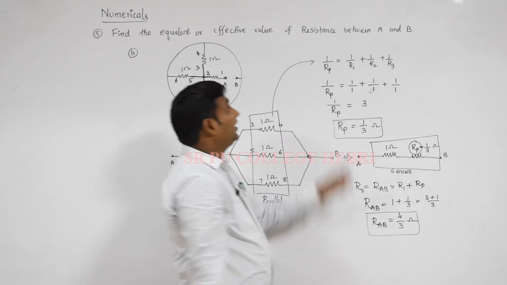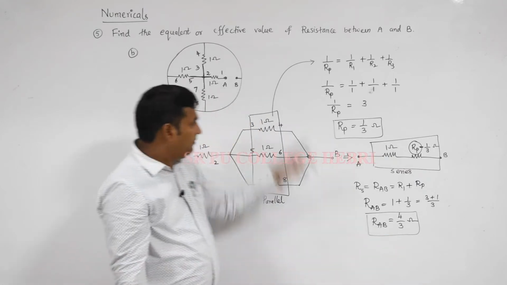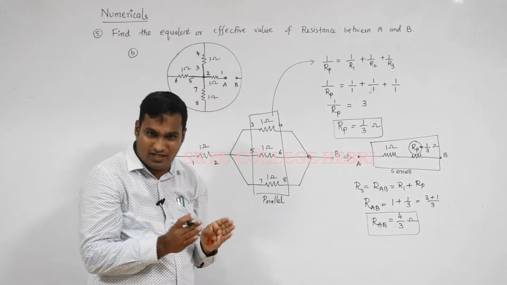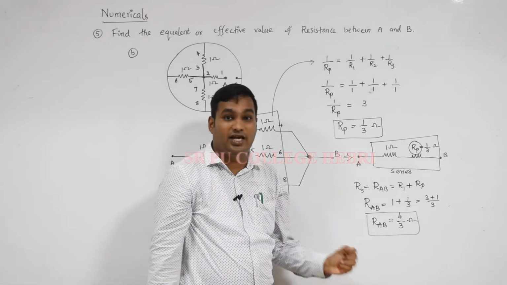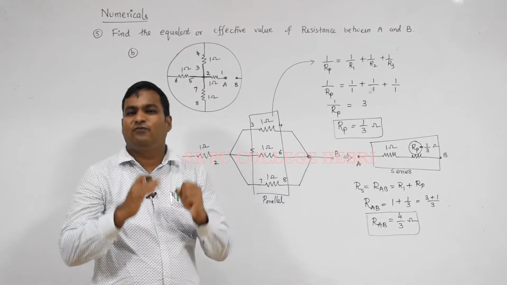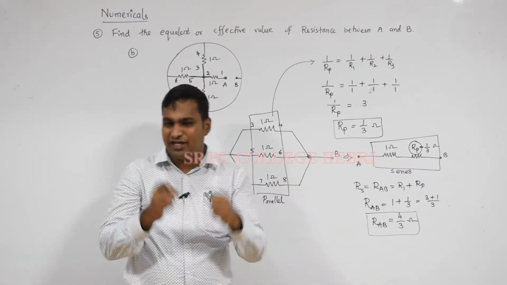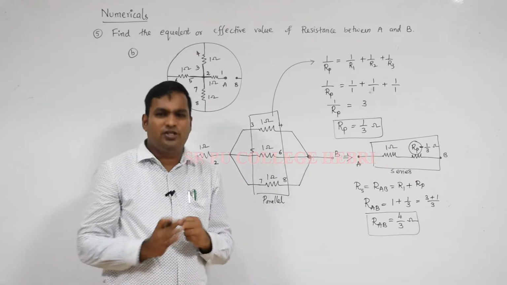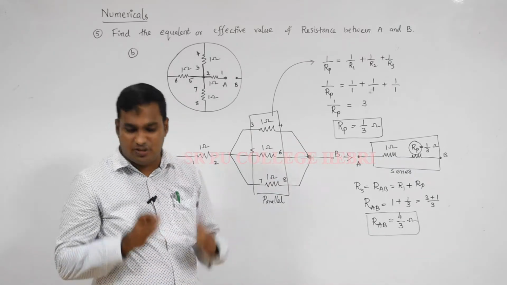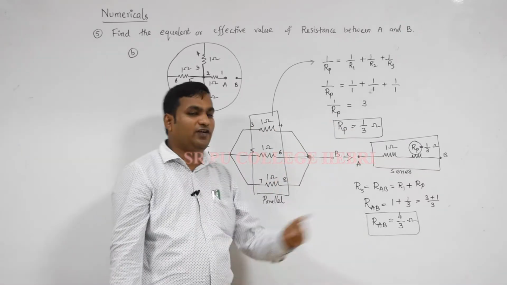The effective or equivalent value of resistance between terminals A and B was found using the steps I explained in the previous numerical. Dear student, these kinds of questions are usually important for exams, mainly for 1 or 2 marks, and especially for competitive exams like CET, NEET or JEE Main. Usually they ask 1 or 2 questions in CET. They will provide some circuit, and you have to use it to find the effective value of resistance between A and B.